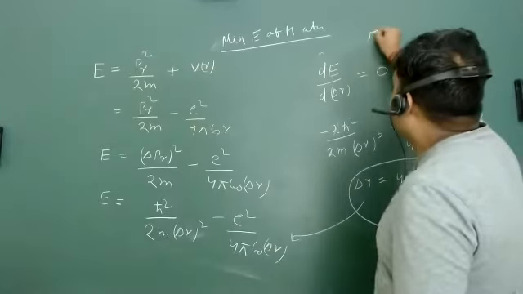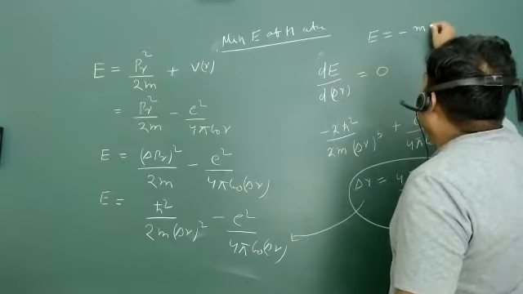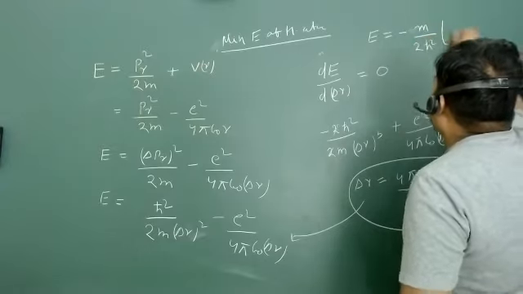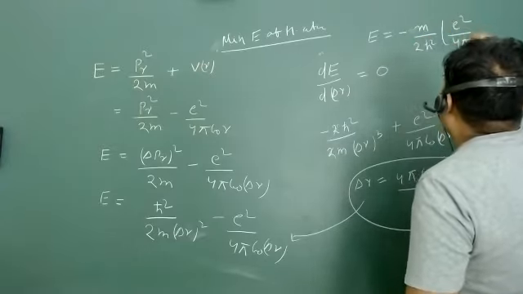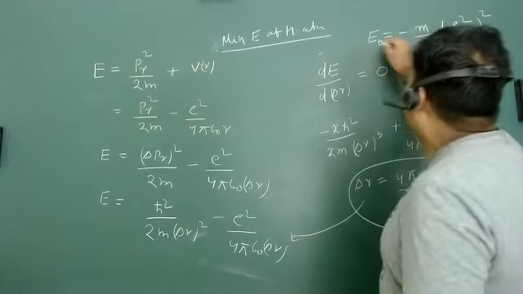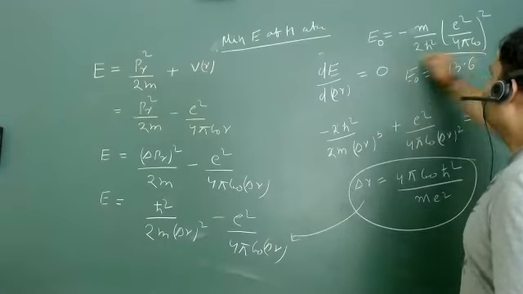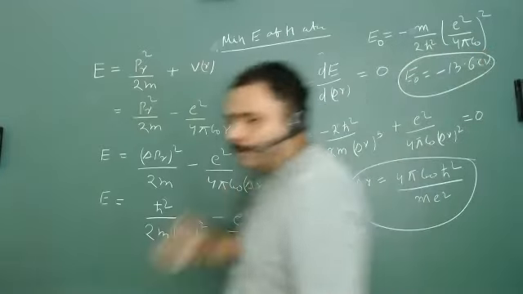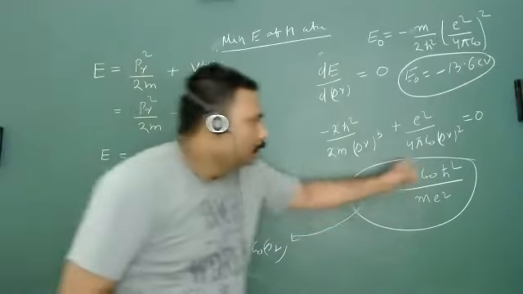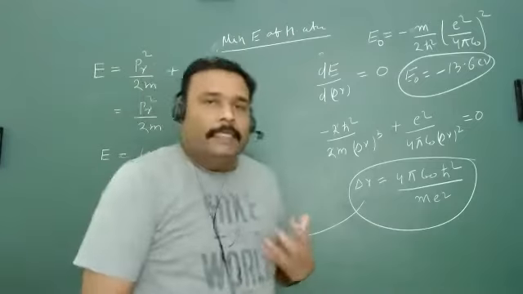You will get energy E equal to minus m by 2h cut square, and this will be E square upon 4 pi epsilon naught whole square. You will be surprised that is the exact value of energy. And what is this value of energy? It is nothing but minus 13.6 electron volt, isn't it? You can just do this calculation. I am not giving time for unnecessary calculation, but look at this. So obviously it works.